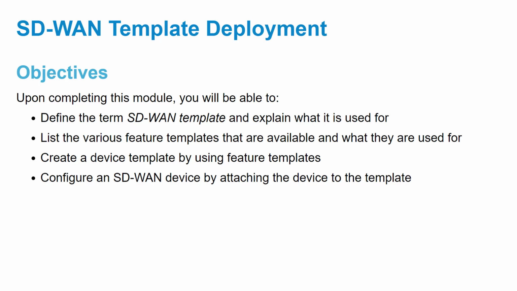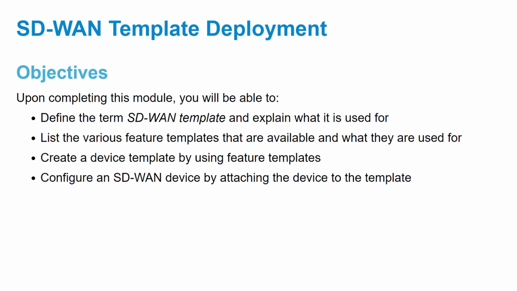We're going to move into our next module, which is our SD-WAN template deployment. In this particular module, we're going to talk about how we define what a template is and what templates are used for. We're going to look at different types of feature templates, and there's quite a few of them available in the system that we can create so that we can then apply those feature templates to various device templates that we're then going to deploy to our devices.